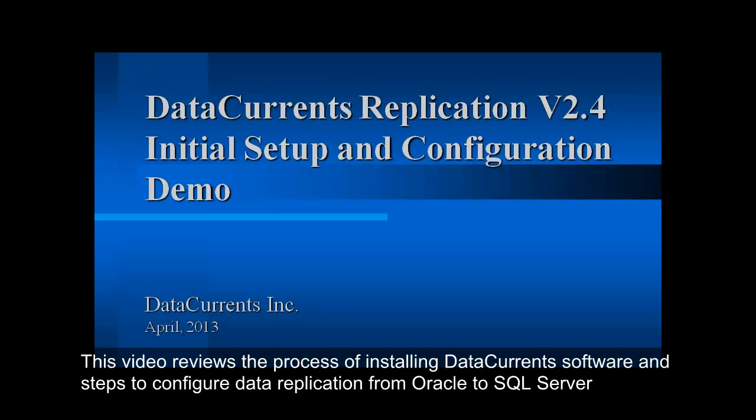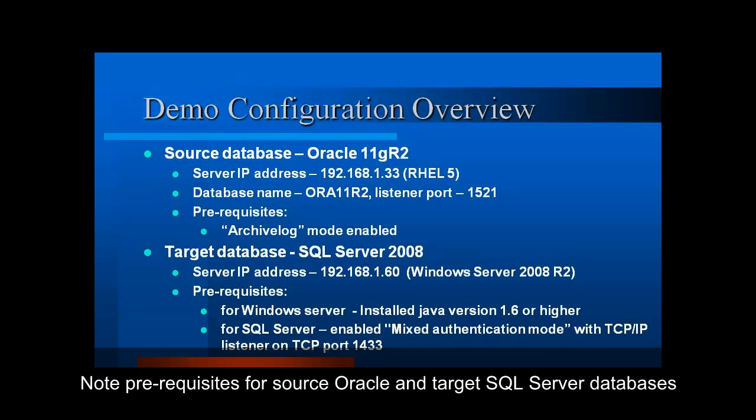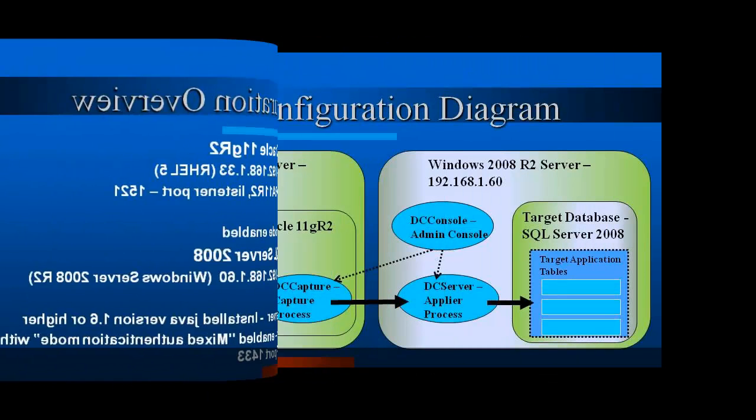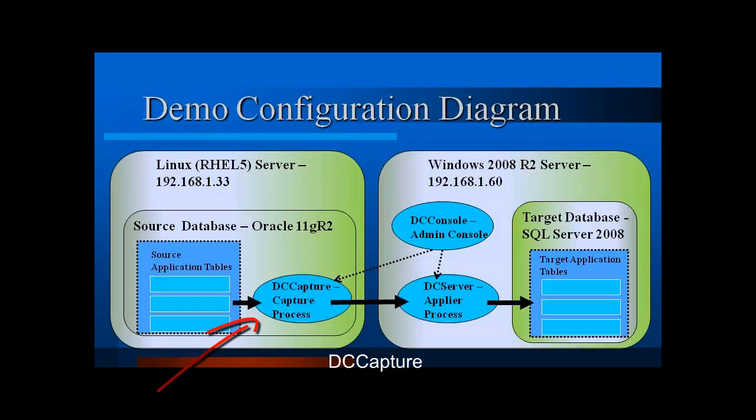This video reviews the process of installing DataCurrents software and steps to configure data replication from Oracle to SQL Server. Here is some technical information of the lab environment we use for this demo. Note prerequisites for source, Oracle, and target SQL Server databases. The diagram outlines three main DataCurrents components required for data replication: DC capture, DC server, and DC console.